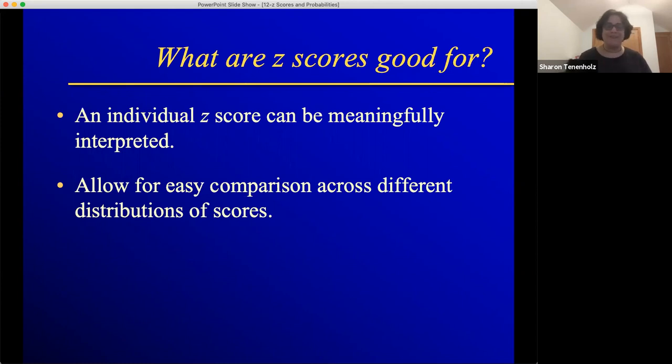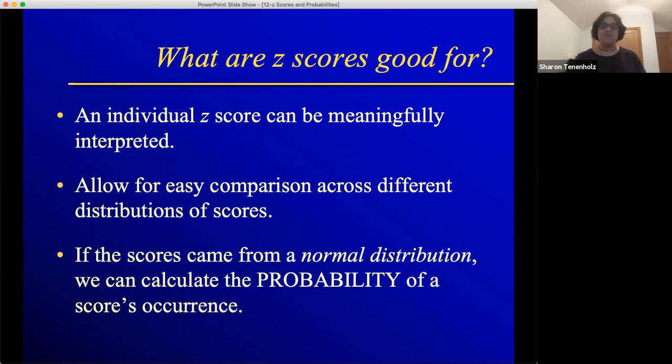Now there's one more thing as well. Remember that the z-score transformation does not change the shape of the distribution. However, if the scores started out as a normal distribution, a symmetric bell-shaped distribution, then we can calculate the probability of a score's occurrence.